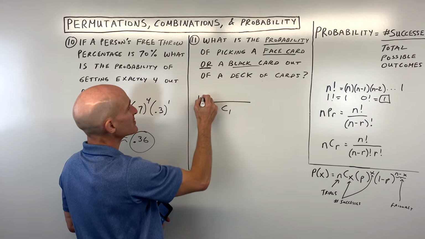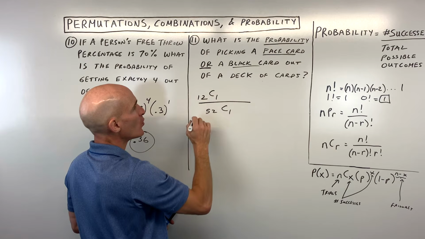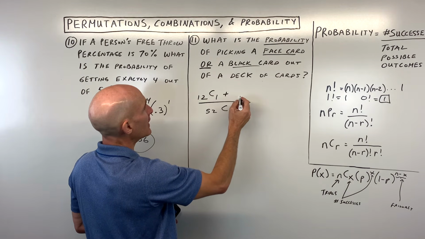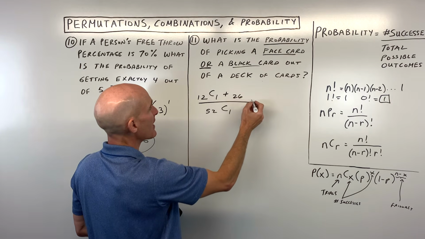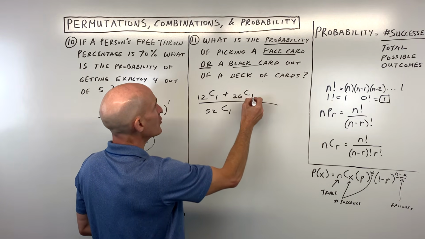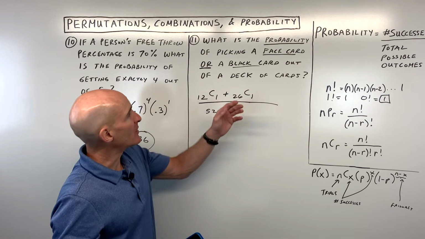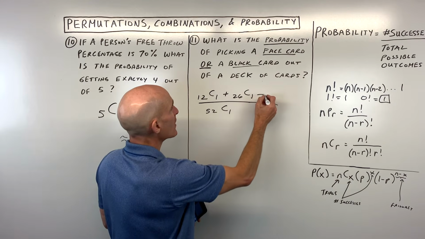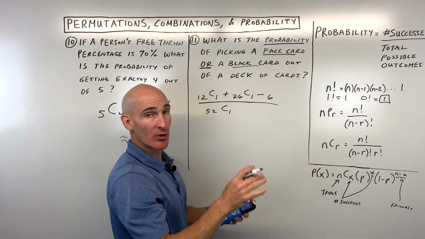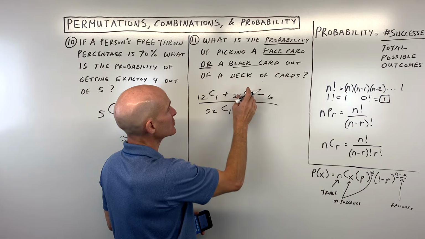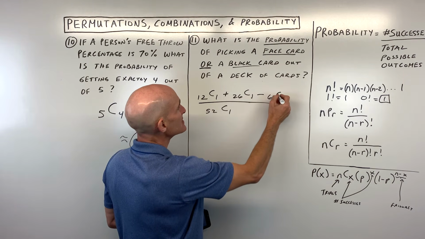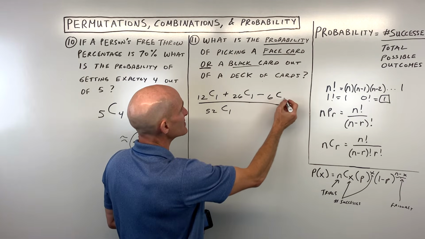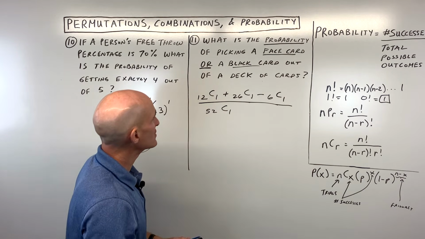Now there's 12 face cards. We say how many ways are there to choose one face card, plus how many black cards are there? There's 26 black cards, because half are black, half are red. Choose one of those. But you see there's an overlap here. Some of the face cards are black, which means we have to subtract off the ones we're double counting, that we counted in this group and this group. So that's minus the 6 clubs and spades face cards. Choose one.